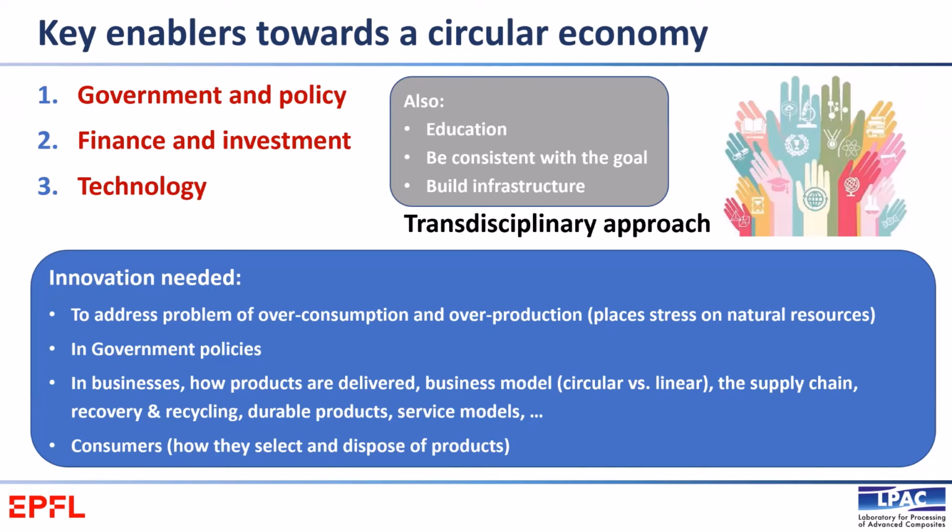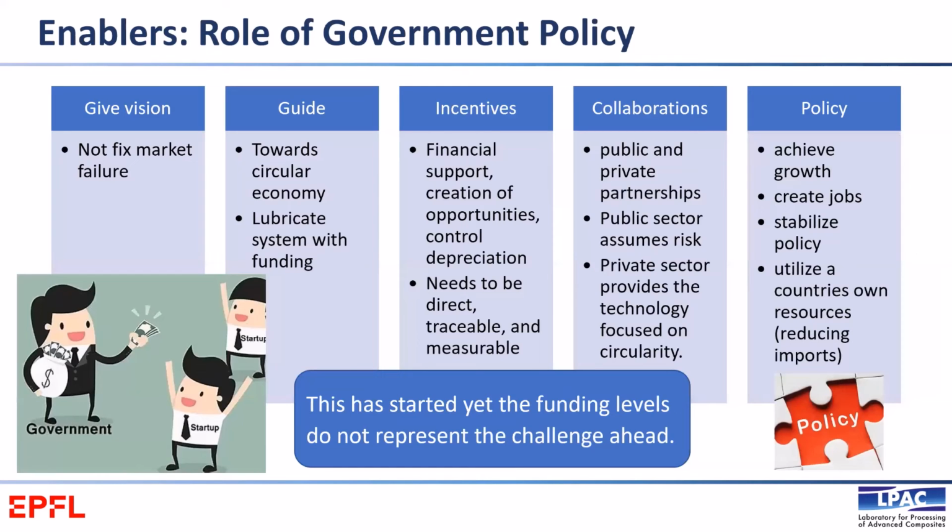We need innovation in government policies, in business models, circular versus linear, and supply chains. And we need to innovate ourselves, how we select and dispose of products. We need to innovate on our own persons. So looking at government policy first, this is what this professor said at Cambridge.